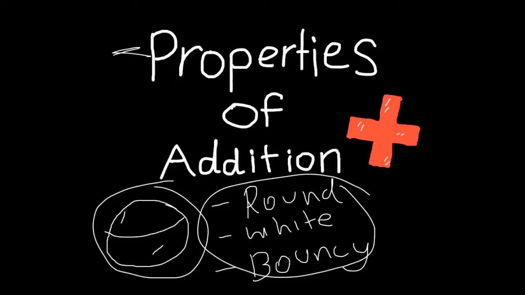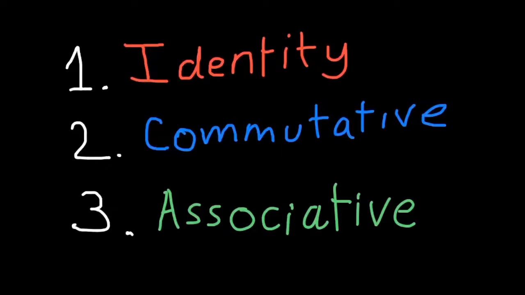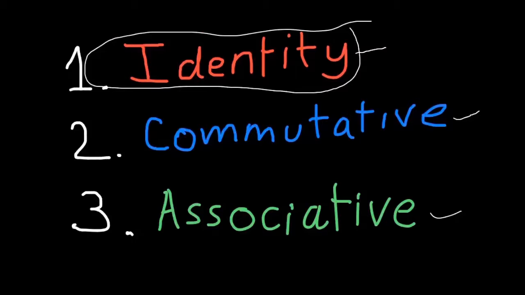And addition's got properties too. In fact, it's got 3 properties. The identity property, the commutative property, and the associative property. Let's talk about the identity property first. We'll get to the other ones later.